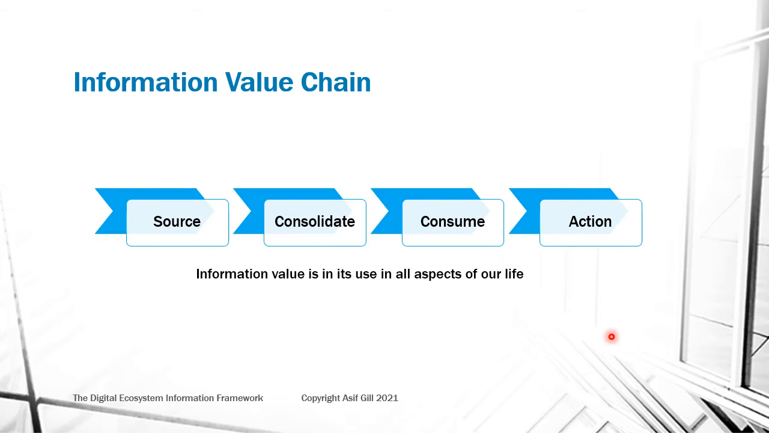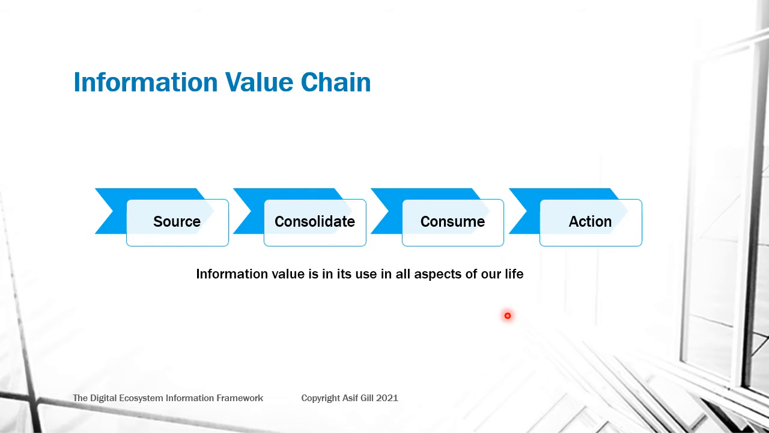The information lifecycle gives an overview of how information travels or lives its life like any other living organism. But when we look at information in use, that is where most of the value resides, because information which is not in use has no value. So that's where the information value chain concept comes into play, where information value is in its use in all aspects of our life and is managed.